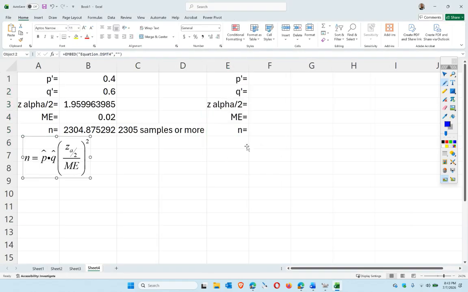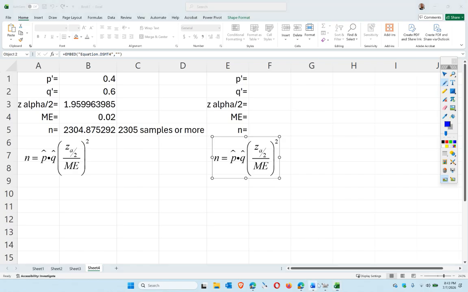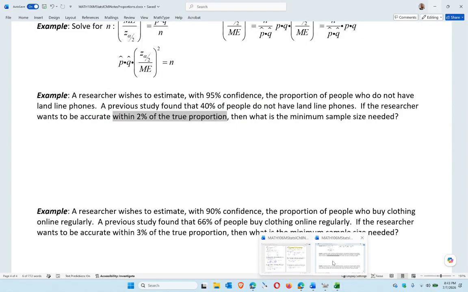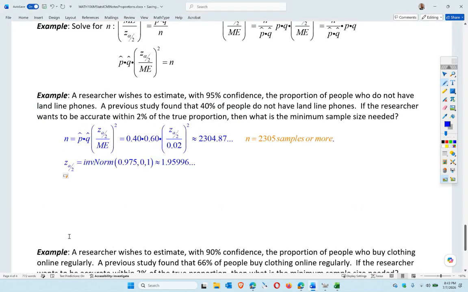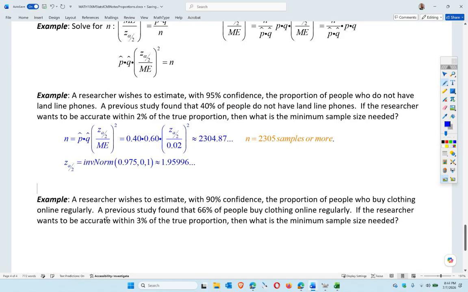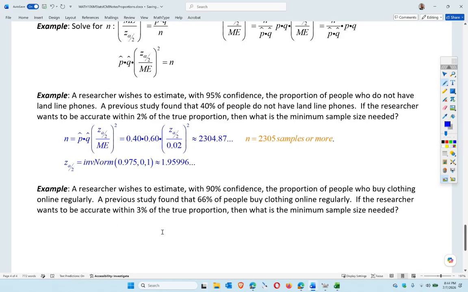We can copy paste this again. Let's read the next question. Okay, so what did we get? This is what we got here for this one, right? 2,305 samples or more. Researcher wishes to estimate with 90% confidence the true proportion of people who buy clothing online regularly. A previous study found that 66% of people buy clothing online regularly. If the researcher wants to be accurate within 3% of the true proportion, what is the minimum sample size needed?